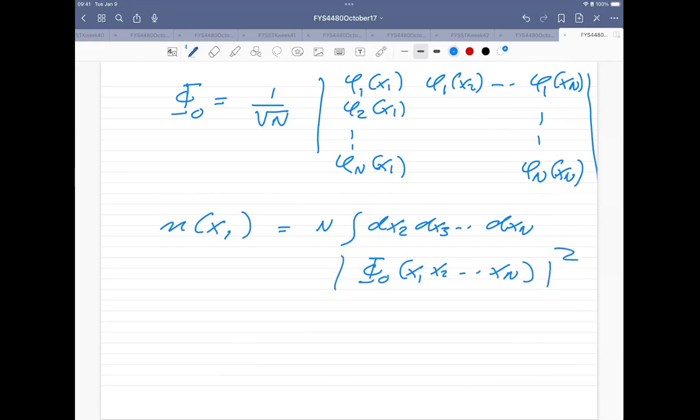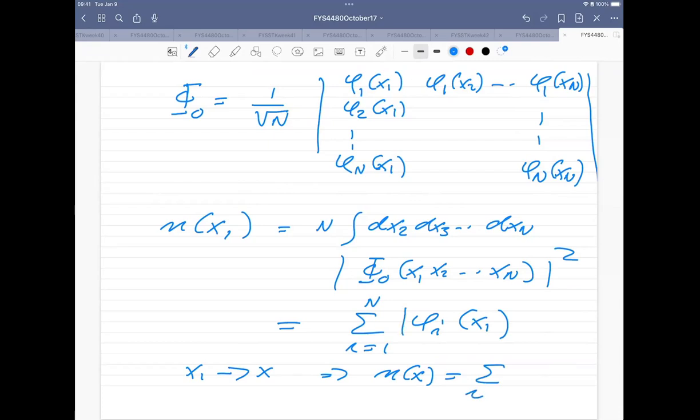Now this reduces to a very simple expression, which is going to be simply the sum from i equal 1 up to N of these single particle wave functions of x_1, and then we let x_1 go over to x. So that means that this n of x is simply given by the sum over the single particle wave functions squared. So this is what we have been used to till now.